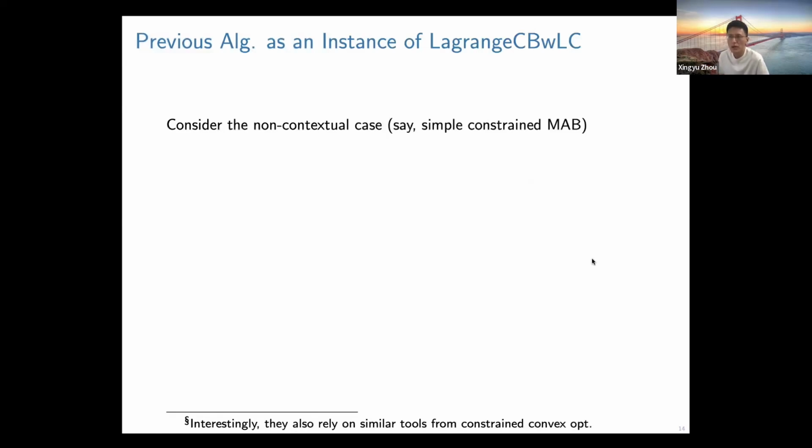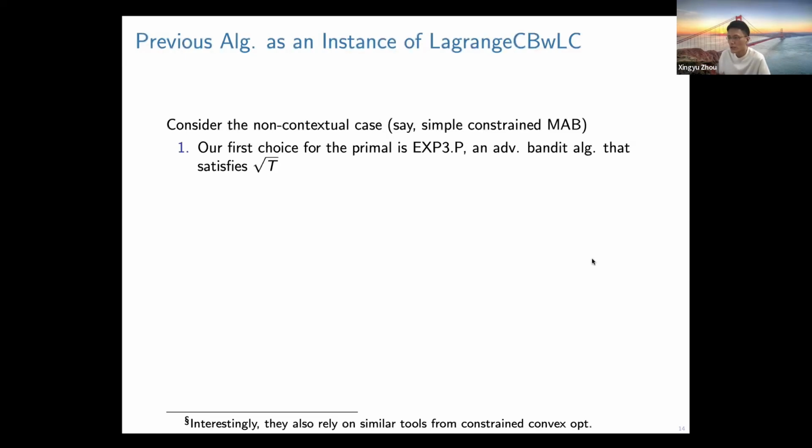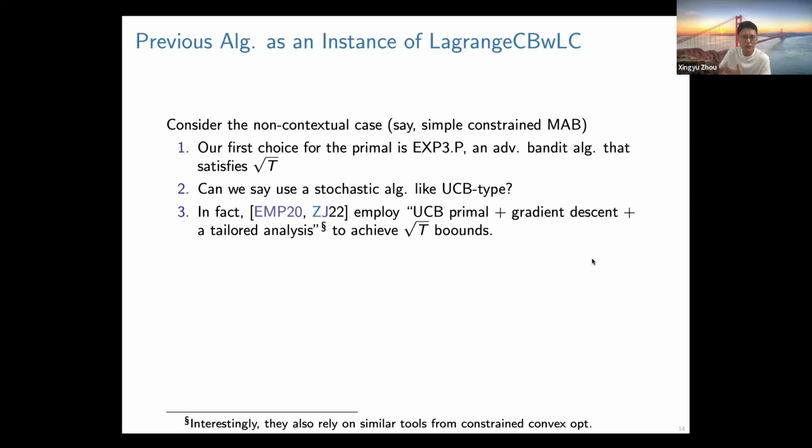The second aspect: we want to recover the previous algorithms as special cases. Let's consider the non-contextual case as an illustration, right? In this case, our primal algorithm would be Exp3.P, the high probability version of Exp3. This is the adversarial learning algorithm, right? But in the stochastic case, the previous algorithm will just use UCB as the primal. So basically, like previous work, they use UCB as the primal and gradient descent as the dual, plus a very tailored analysis. They can show this kind of root T bound.